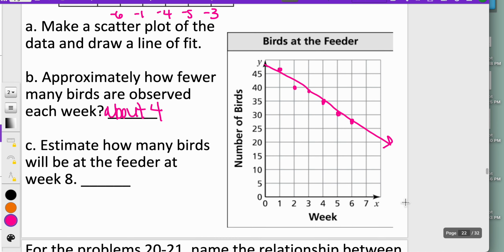Estimate how many birds would be at the feeder in week 8. That's going to be helpful because I've already drawn my line of fit. So here's week 7. Week 8, I might estimate like 21 birds.